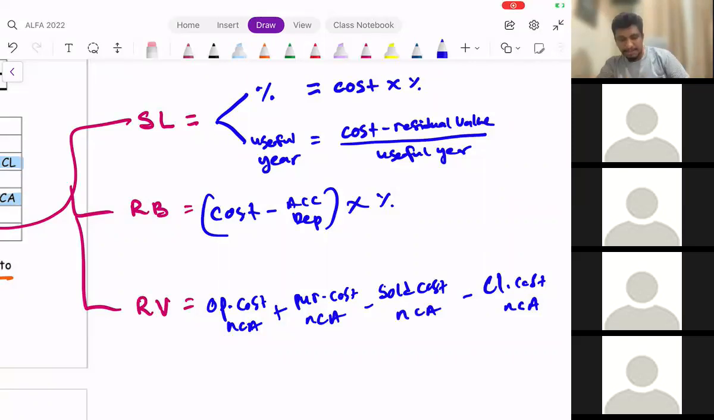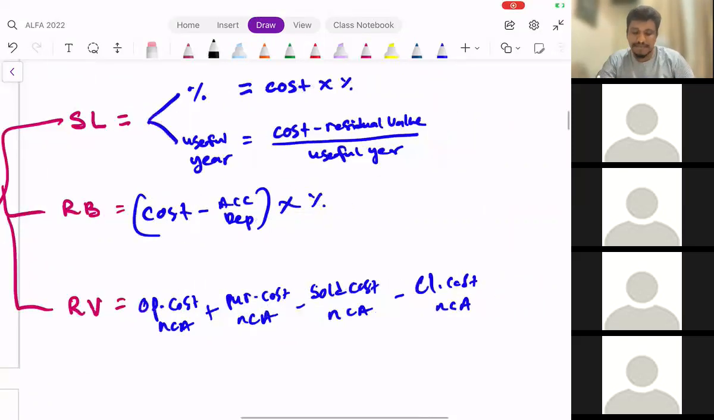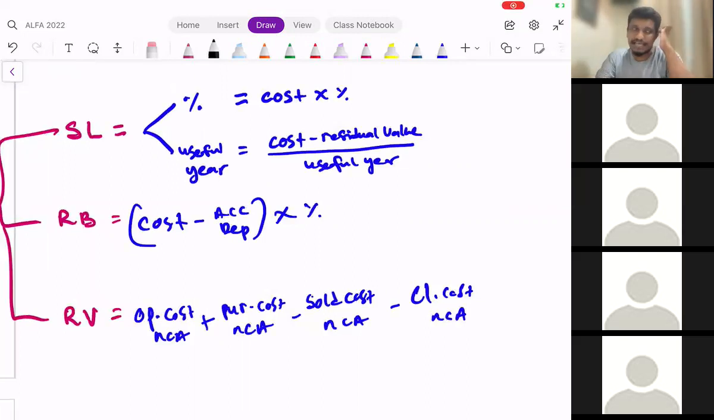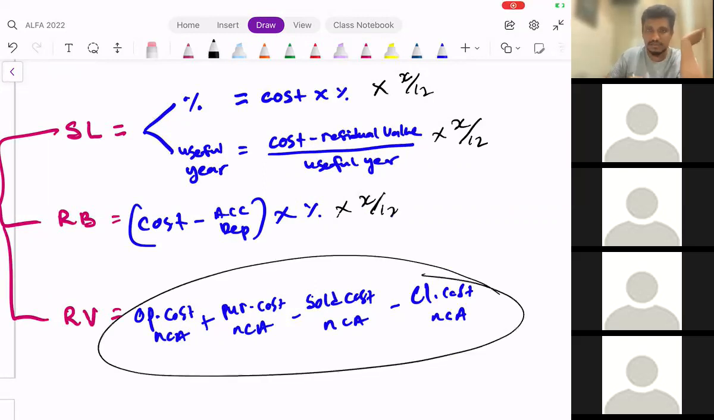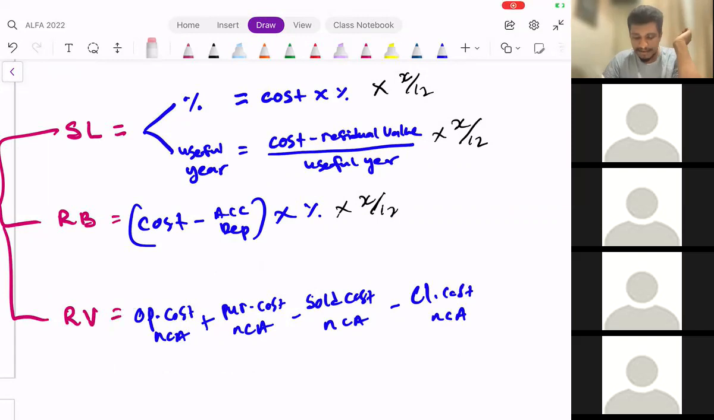And then sometimes they will ask you to calculate the depreciation monthly. If they ask you to calculate monthly, then you need to times how many months over 12. But revaluation is only yearly. For these three, if the question asks you to calculate monthly, they will give you the date of purchase and the closing date, which is less than 1 year. If less than 1 year, then you need to calculate how many months you use the asset during the year, and then over 12.